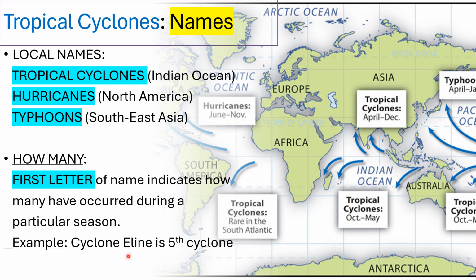Just for interest's sake, if you are asked how many have preceded Helene, the question wants to know how many have gone before Cyclone Helene, and in that instance you would then say there have been 4 that have preceded. However, Helene is the fifth one.